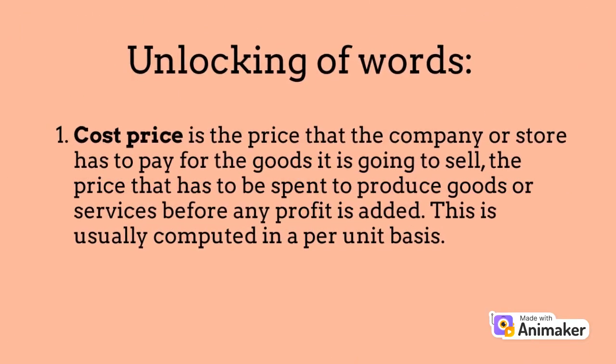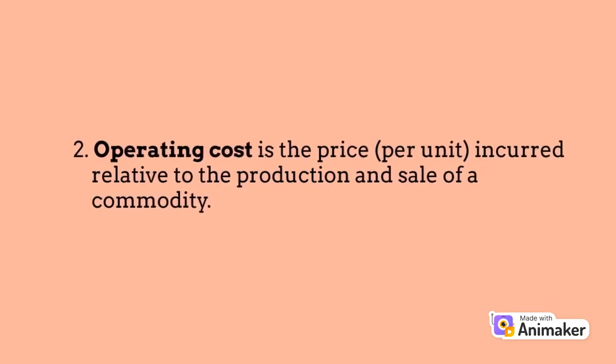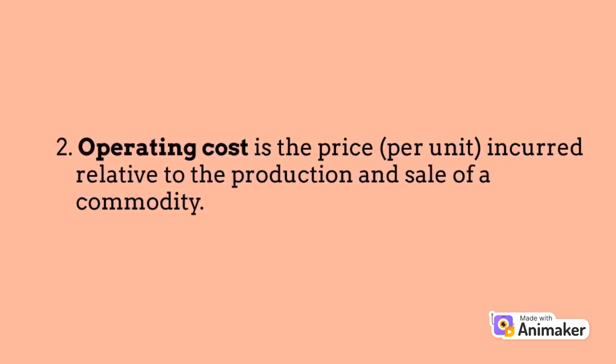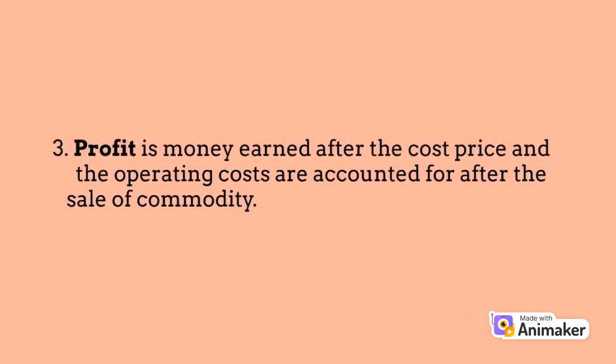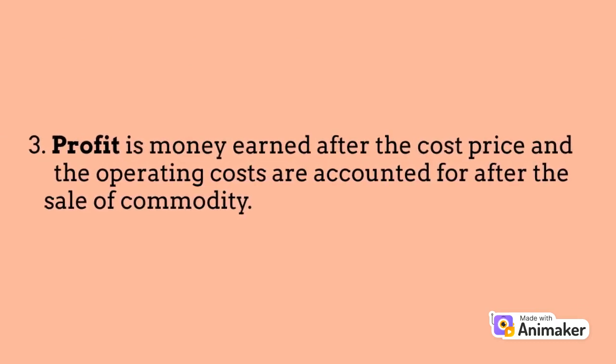Let us have the unlocking of words. First is the cost price. Cost price is the price that the company or store has to pay for the goods it is going to sell, the price that has to be spent to produce goods or services before any profit is added. This is usually computed on a per unit basis. Operating cost is the price which is, per unit, incurred relative to the production and sale of a commodity. Profit is money earned after the cost price and the operating costs are accounted for after the sale of the commodity.